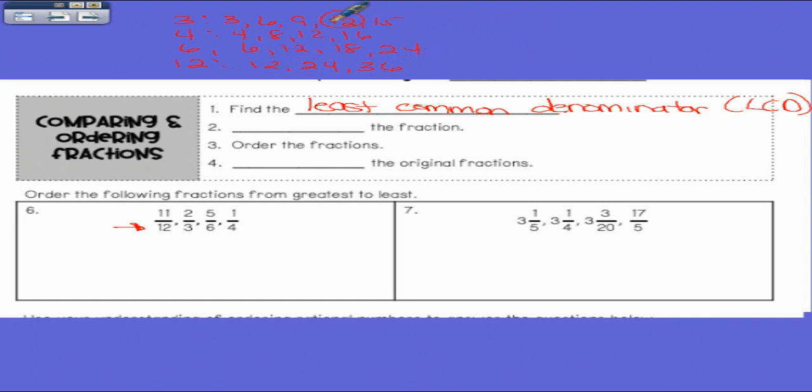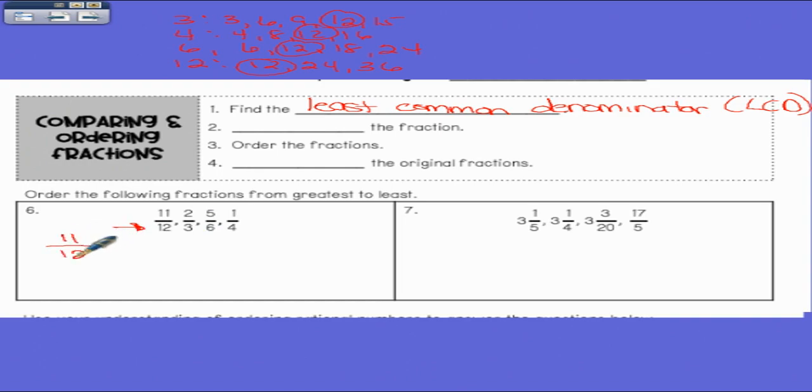What number do they all have in common? The very first they have in common is the number 12. That is your least common denominator, and that's exactly how you find it. The number that they all multiply into. So we're going to order these from least to greatest. So we have to make these all denominators of 12.